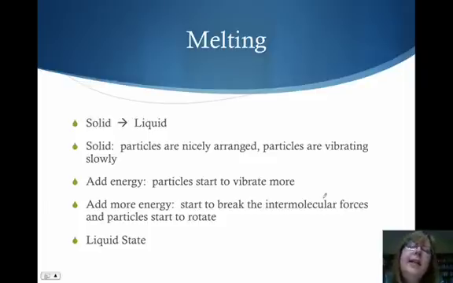Let's talk about changes in phases. So let's talk about melting. That's when a solid turns to a liquid. The solid particles, remember, they are so nicely arranged and the particles are vibrating slowly, but as you add energy, they start to vibrate faster. You're giving them more energy. So you're heating them up, their kinetic energy is going up, they're vibrating a little faster. Then they start to break those intermolecular forces because you've given them enough energy to do that, and they start rotating, and then we'll get to the liquid state.